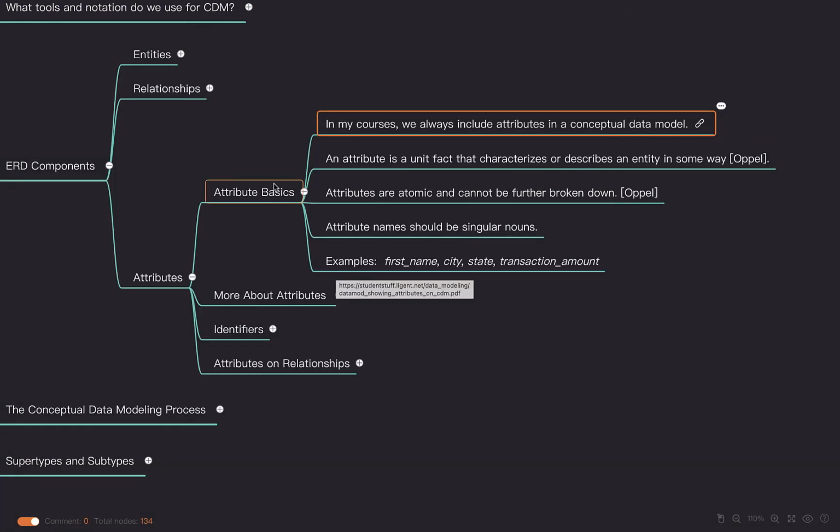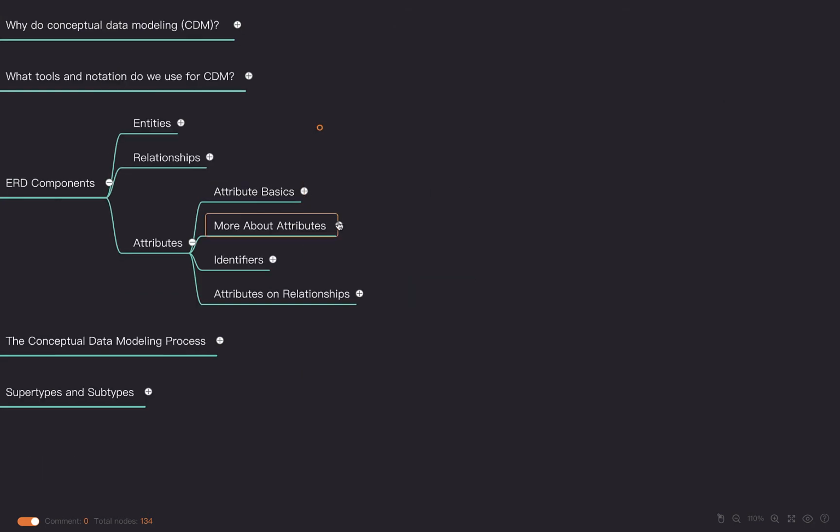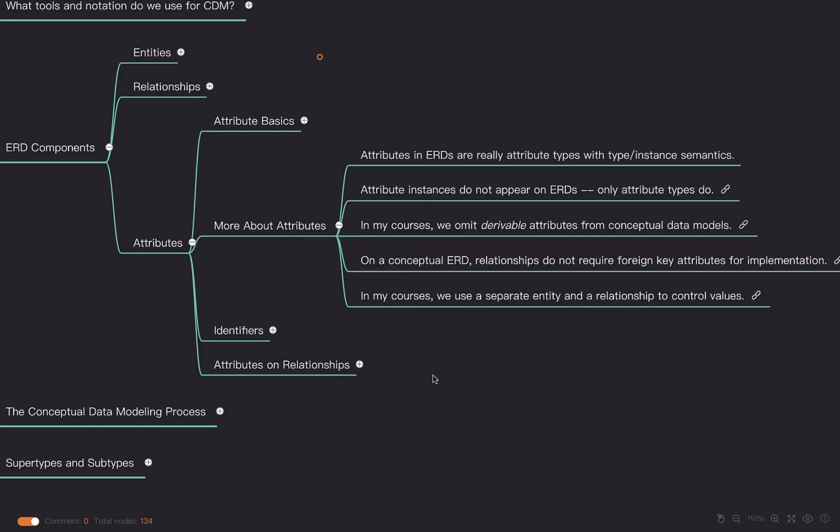Okay. Now, let's find out some more about attributes. You're not going to be surprised to hear that attributes on ERDs are really attribute types with type instance semantics. Oop, these are all types. Why is that? Because there are no instances on ERDs. They're designs, they're types. They're designs for things that get implemented in data stores. Where do the instances show up? Well, they show up in the data stores.